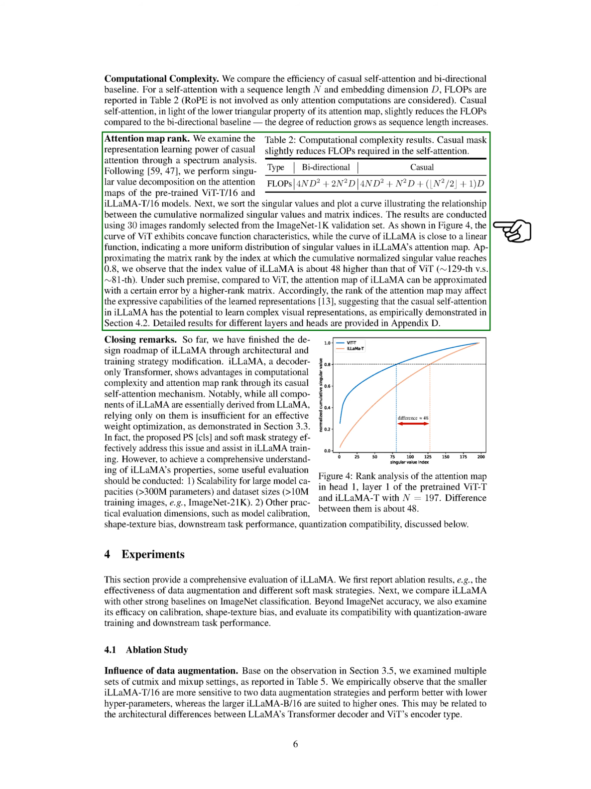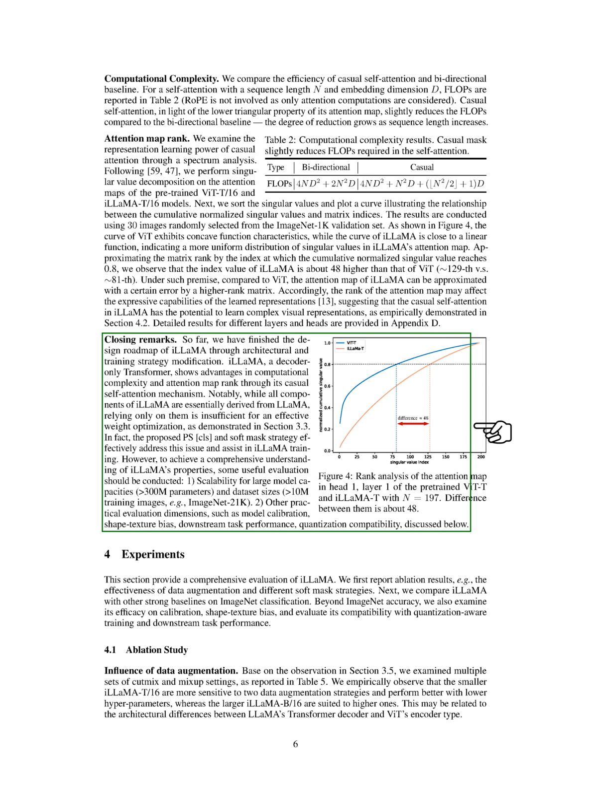Moving on to attention map rank, we looked at how well causal attention can learn representations. By analyzing the singular values of attention maps from pre-trained models, we found that iLLaMA has a more evenly distributed set of singular values compared to ViT. This suggests that iLLaMA's attention map can be approximated by a higher rank matrix, potentially leading to more expressive visual representations. We have completed the design roadmap of iLLaMA, highlighting its advantages in computational complexity and attention map rank due to its causal self-attention mechanism.